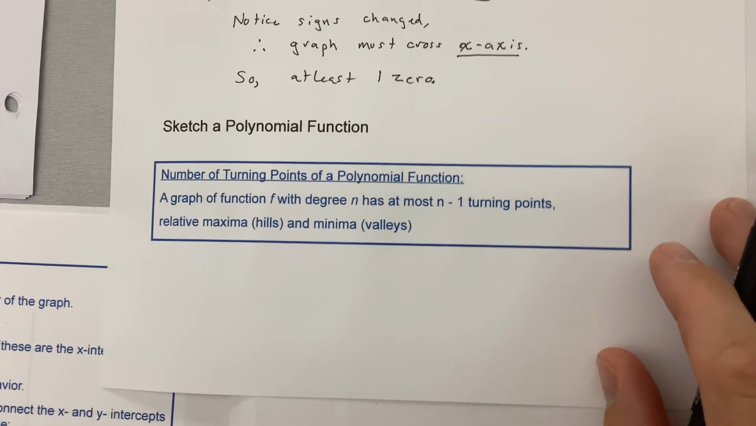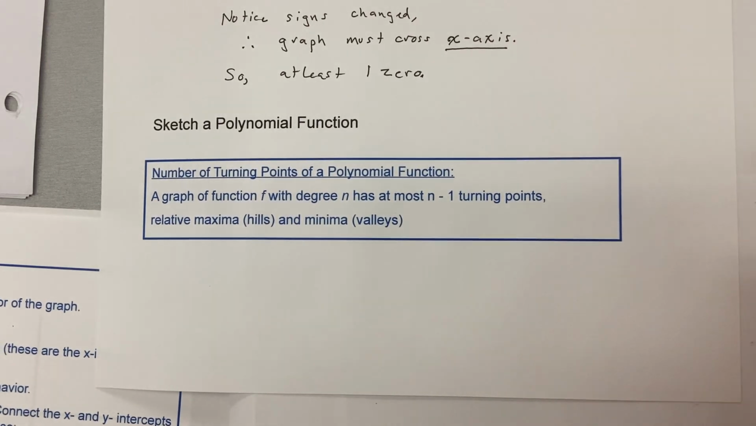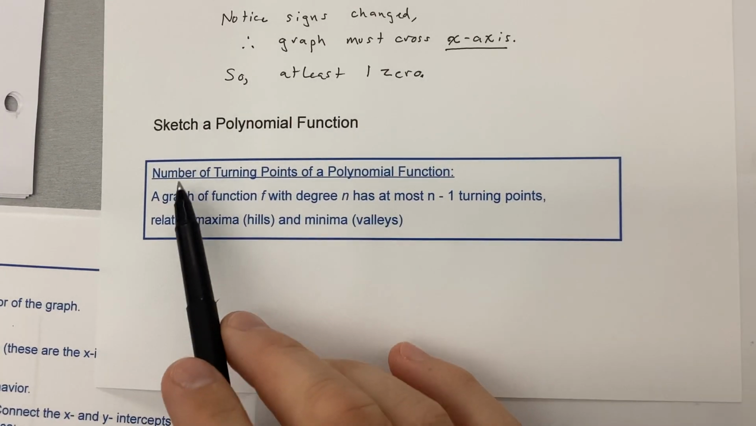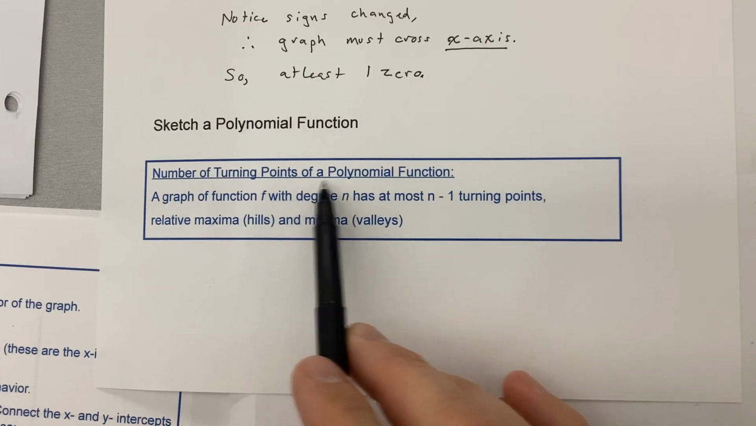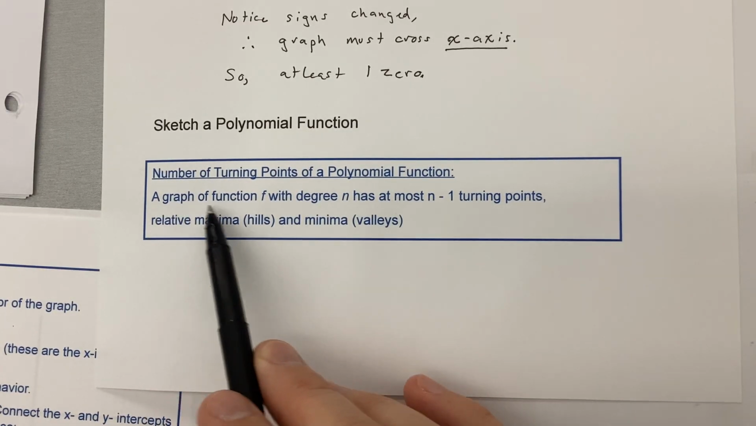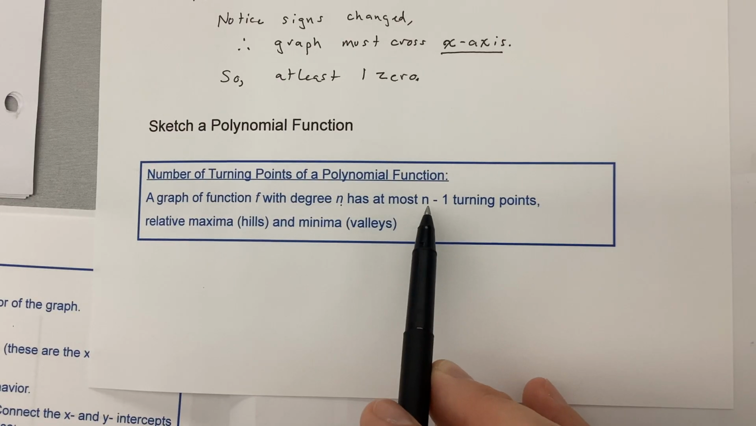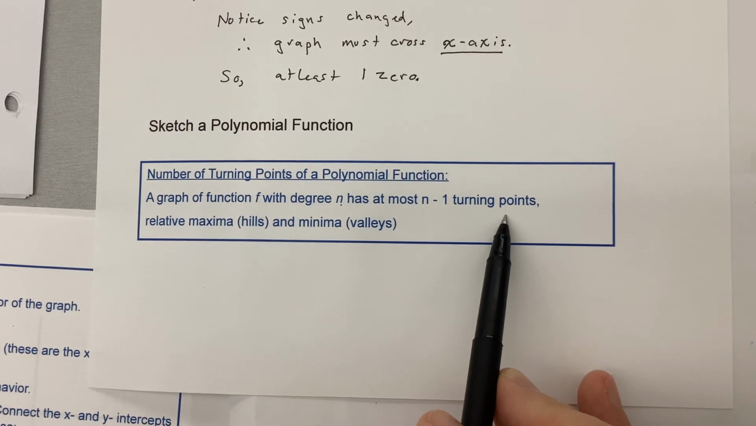So with all of this in mind, we are now going to start to develop a general sketch of what these polynomial functions may look like. This goes back to all the skills we've been working with for the last couple of days, going back into last week. Number of turning points of a polynomial: a graph of a polynomial f with degree n has at most n minus 1 turning points.